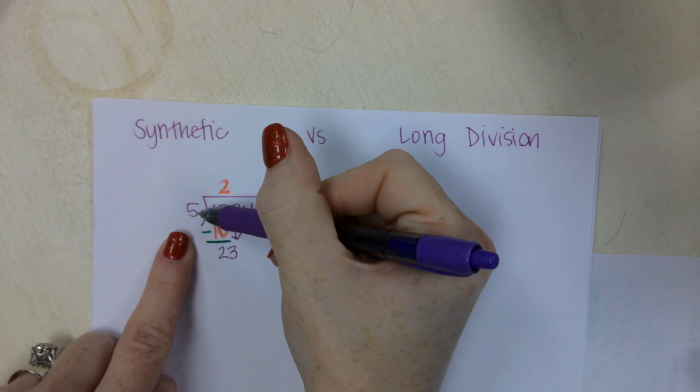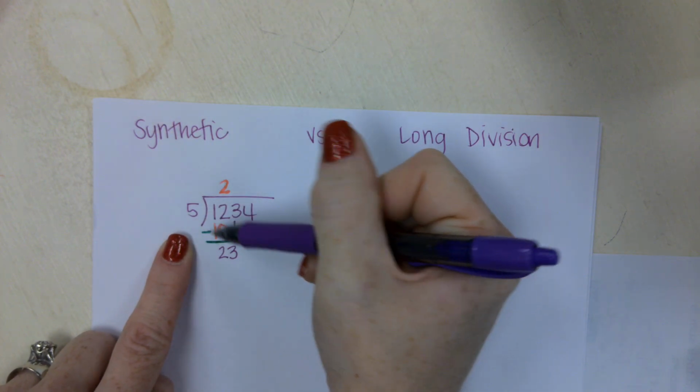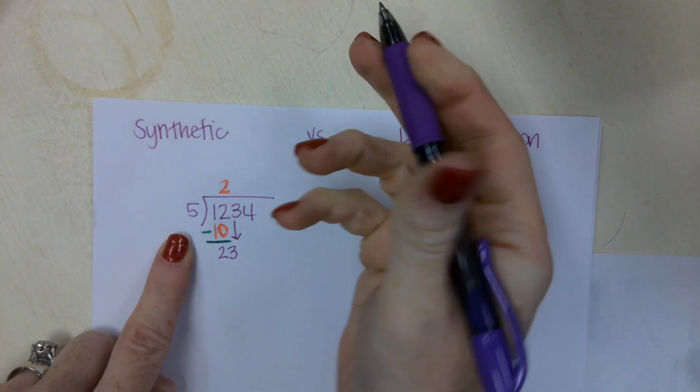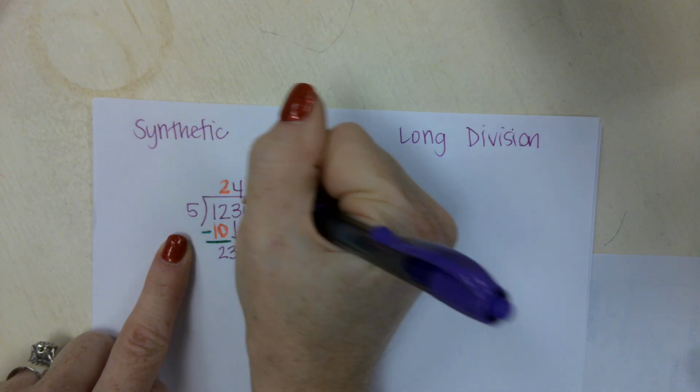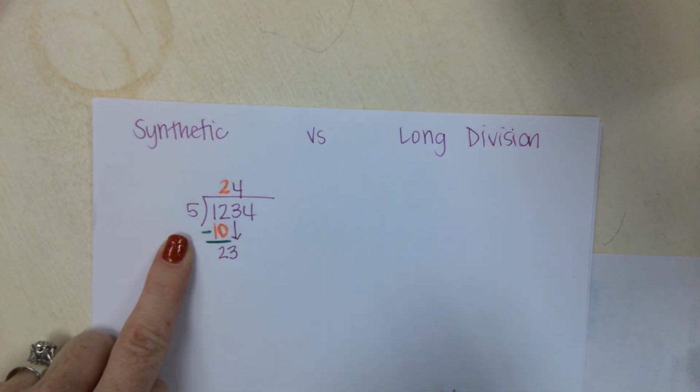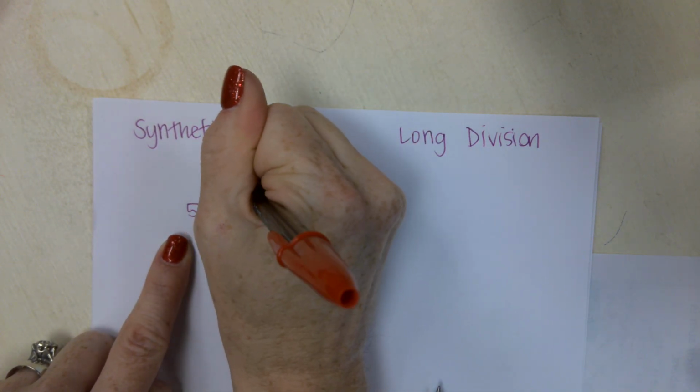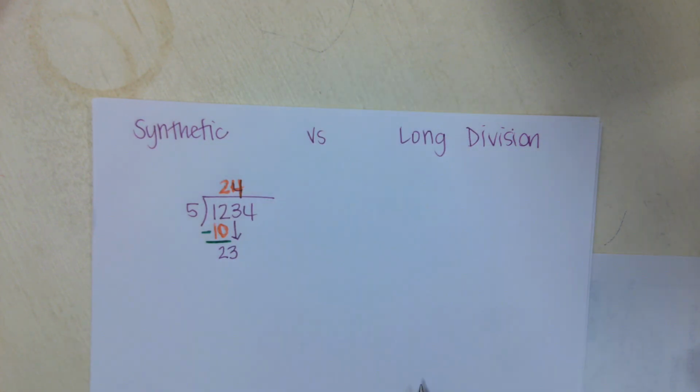Now, I want to know, how many times does 5 go into 23? 4 times. Okay, so I'm going to put a 4 up here. Should have made that red, I'm sorry. Okay, what is the next step?